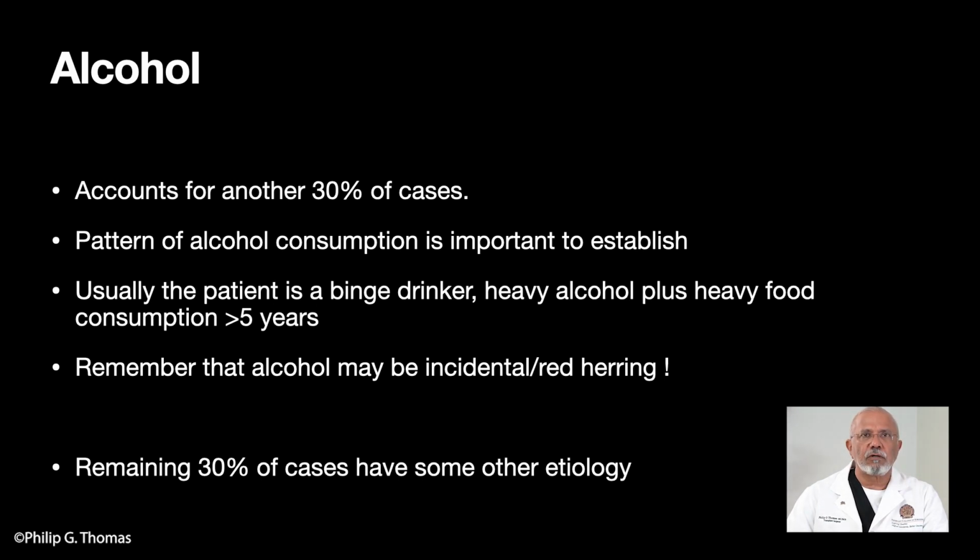The pattern of alcohol is important to establish. Usually, there'll be a 4 to 5 year history of alcohol intake in a patient, and the pattern is usually one of binge drinking. In other words, weekend, a lot of alcohol, a lot of good food, and that's the kind of pattern that results in acute pancreatitis, as opposed to cirrhosis of the liver, which is a more daily, morning to evening kind of consumption pattern.